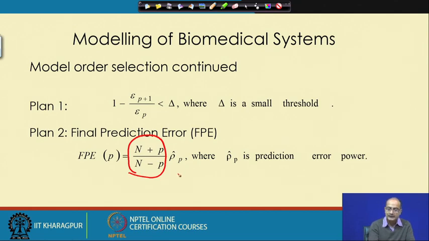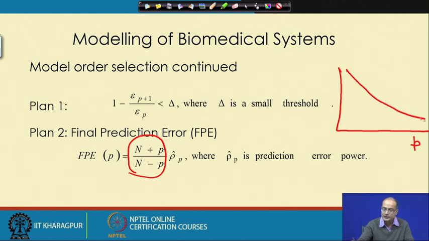On the other hand, the prediction error, that is rho hat p for the model order p, if we draw the curve with respect to p, is actually decreasing in this way. This is the prediction error rho hat p, and the first term is increasing in this way. So, the minimum will come at a certain point.